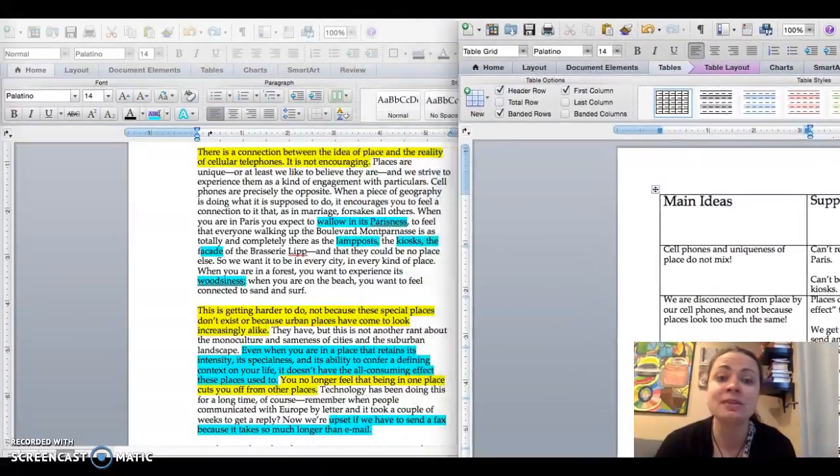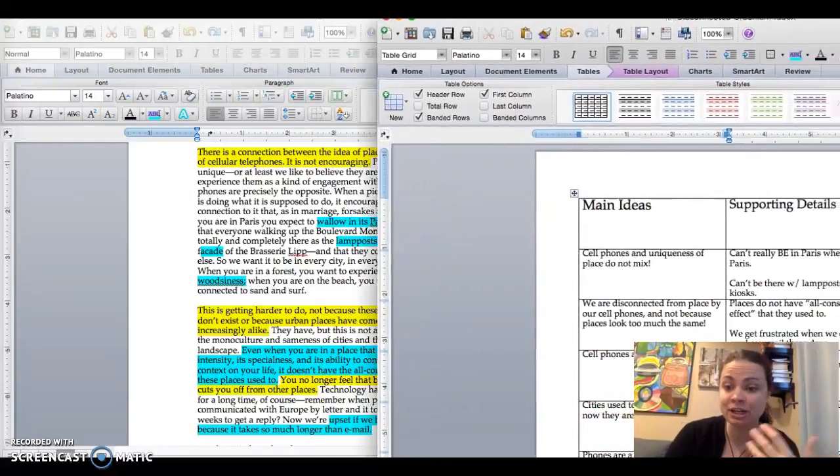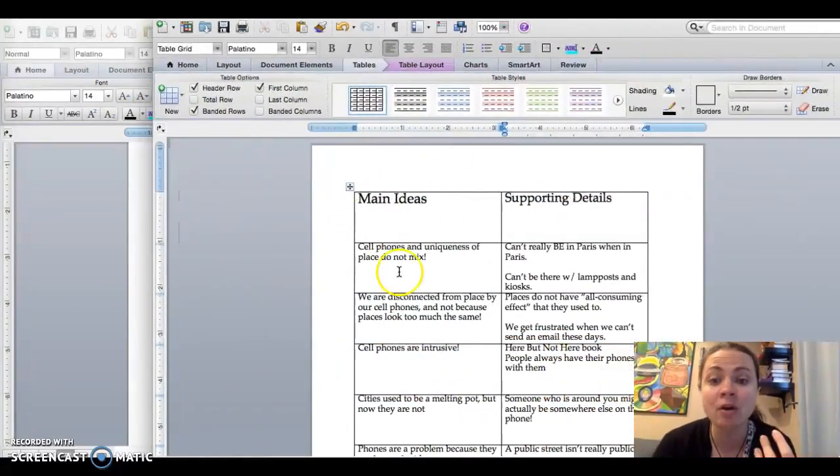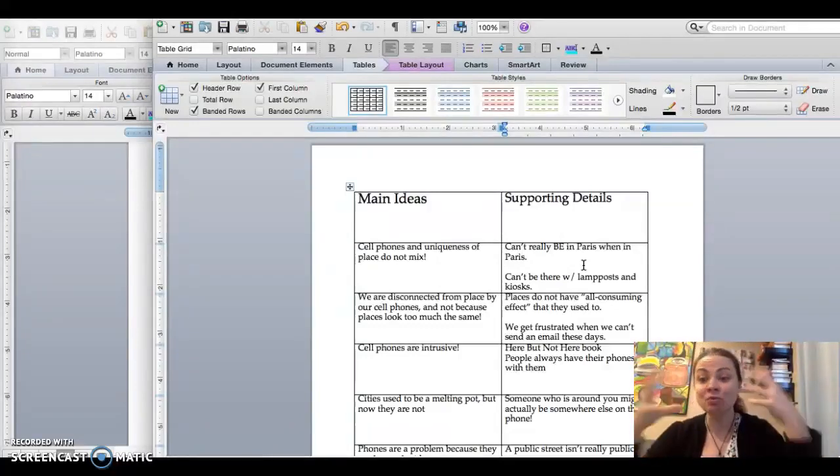There's a connection between the idea of place and the reality of cellular telephones. It's not encouraging. So you'll notice that I put that overall general point in my own words. And then I put the details that came in that paragraph, what we highlighted in blue. So you can't really be in Paris when you're in Paris because of cell phones. You can't be there with the lampposts and the kiosks. You see how I'm noting the details that are really specific?